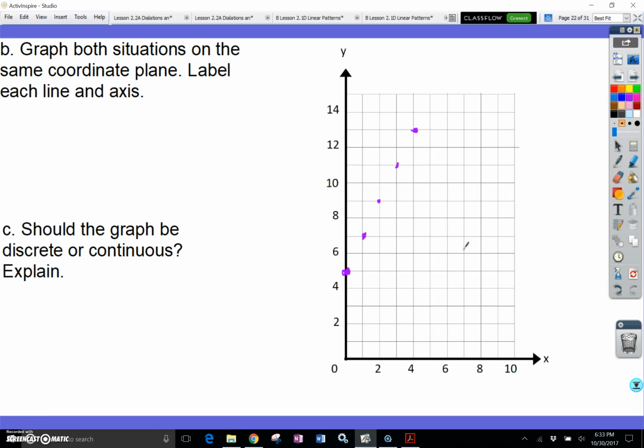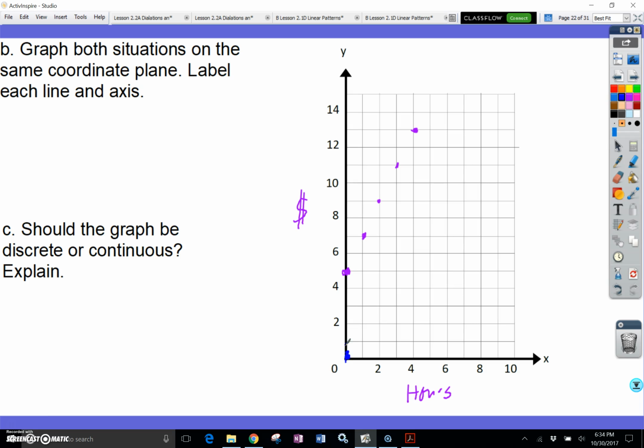And I forgot to label my axes. This is hours. And this would be total cost. Let's put a dollar sign. And in this situation, it would also be discrete because you cannot pay for half an hour. You have to pay an upfront fee of an hour ahead of time.